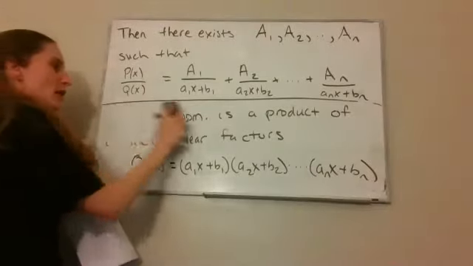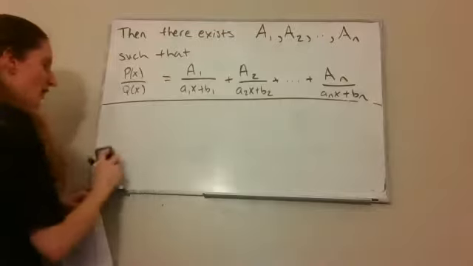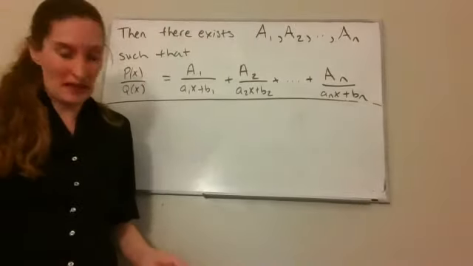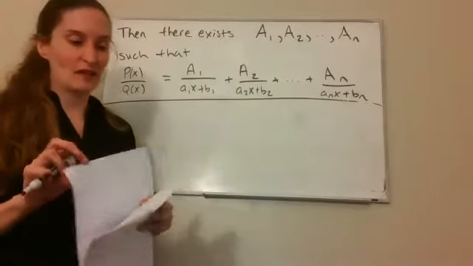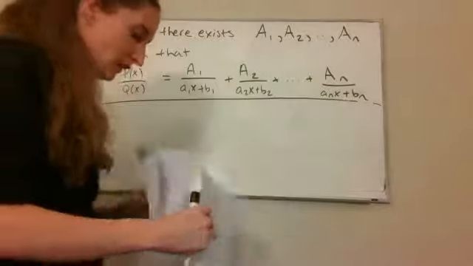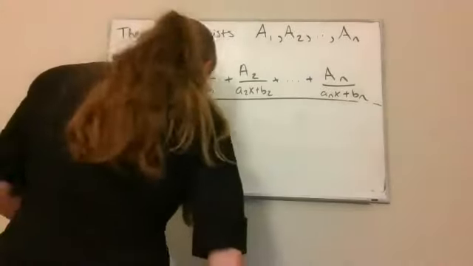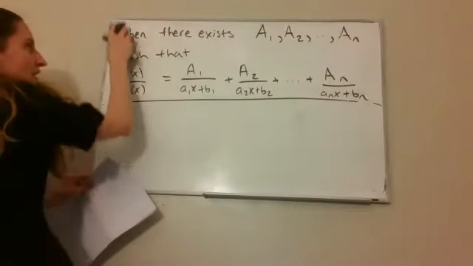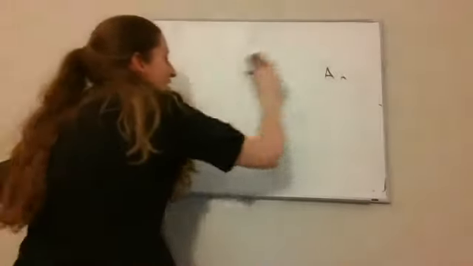Now, the hard part is finding those constants, the capital A1 through AN. You can find those by just using algebra. And the best way to learn how to do that is to just see examples. So let's go ahead and do an example where we end up with a product of distinct linear factors for our denominator, and we'll find the partial fraction expansion of this rational function.